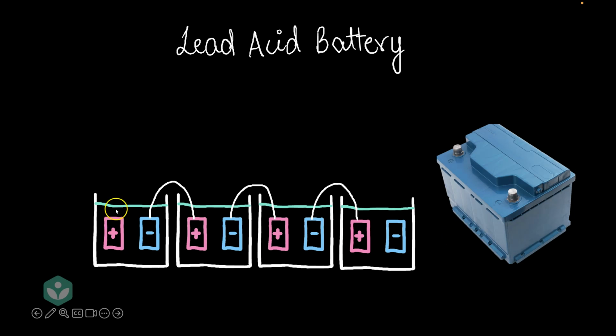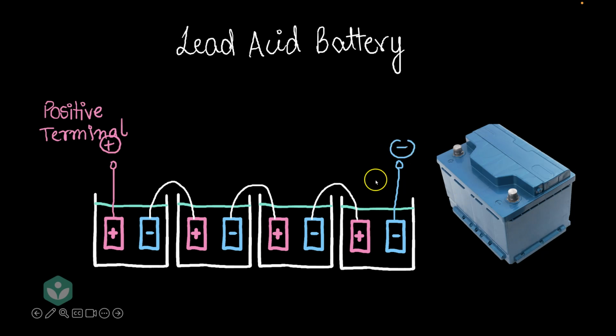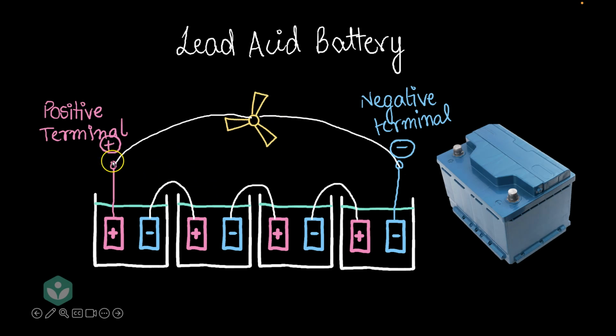Okay, let's say we take a wire from the first cell's positive electrode and the last cell's negative electrode. This end is going to be called the positive terminal of the battery, and this end is going to be called the negative terminal of the battery. Great. Now, if I connect a fan to the positive and negative terminals of the battery, the fan starts running. Great. Now, this is how a lead acid battery works.